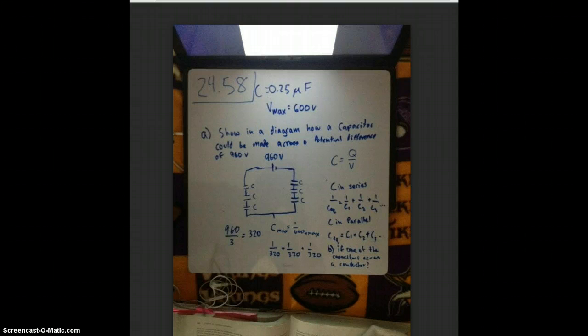So we didn't want it in parallel, we wanted it in series. So I just made sure to have enough capacitors in series so it didn't exceed the 600 volts. So since there's 3, I had 960 divided by 3, which is 320. And that checked out because that's not over 600.